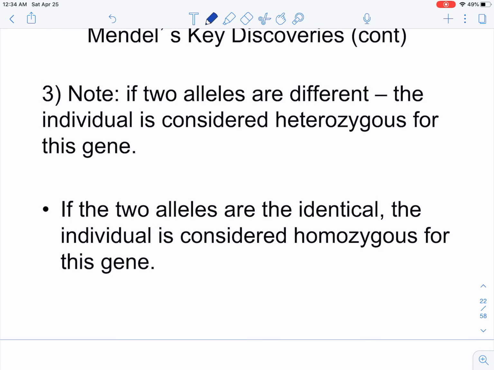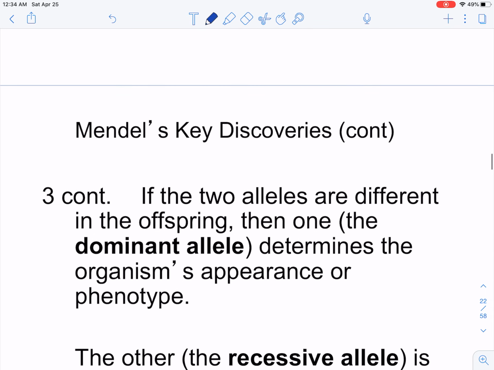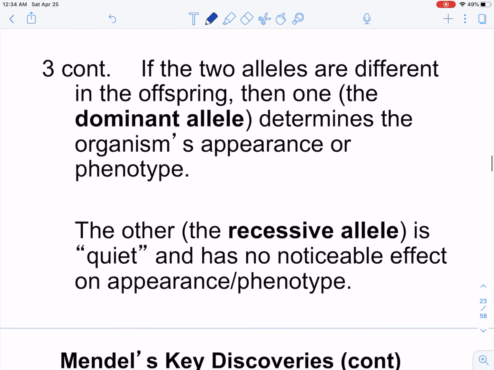with multiple alleles. All right, so if 2 alleles are different, the individual is considered to be heterozygous for this gene. If 2 alleles are identical, then the individual is considered homozygous for this gene. Remember, homo means same, hetero means different. So if 2 alleles are different in offspring, then the dominant allele determines the organism's appearance or phenotype. The recessive allele is quiet and has no noticeable effect on the phenotype.